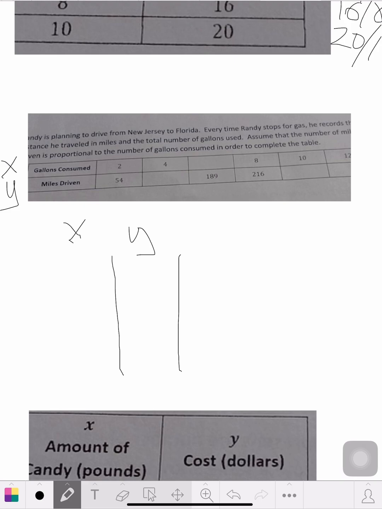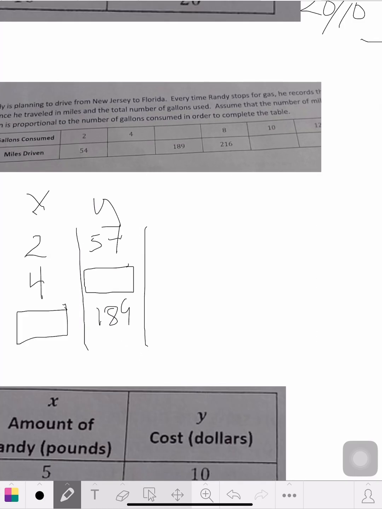Okay? So the first one I got 2, and the y is 54. Next one, I got a 4, and now I'm missing this one. So we got to fill in that little blank there. Now the next one, I'm missing this, but I got the 189. The next one, I got the whole thing, so I got an 8 and a 216.